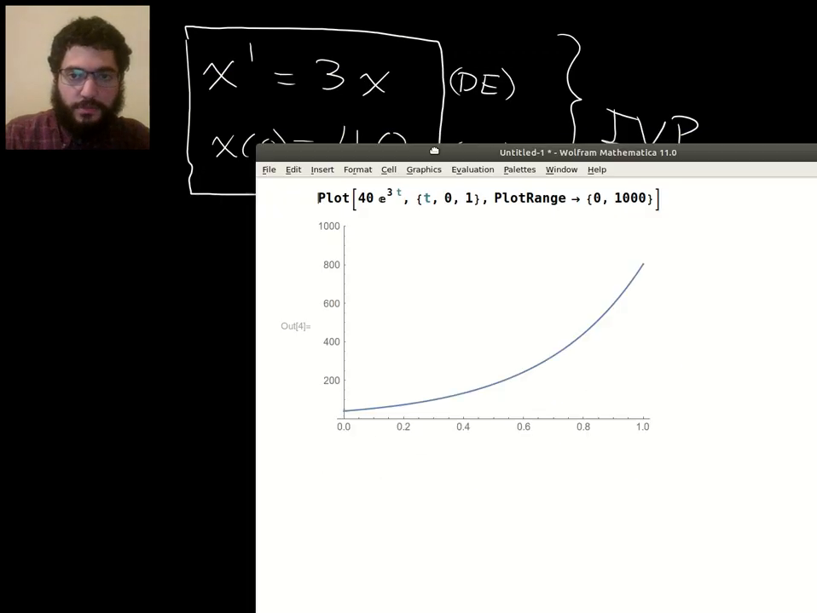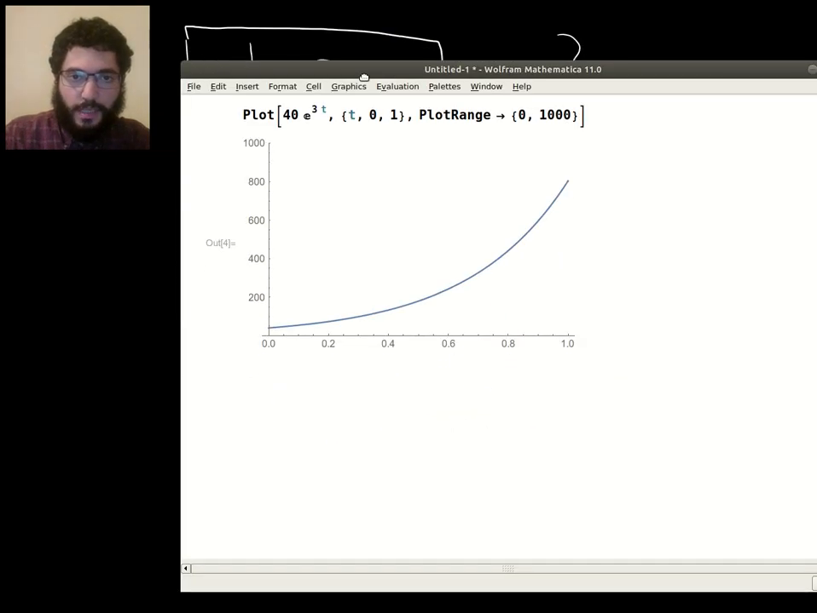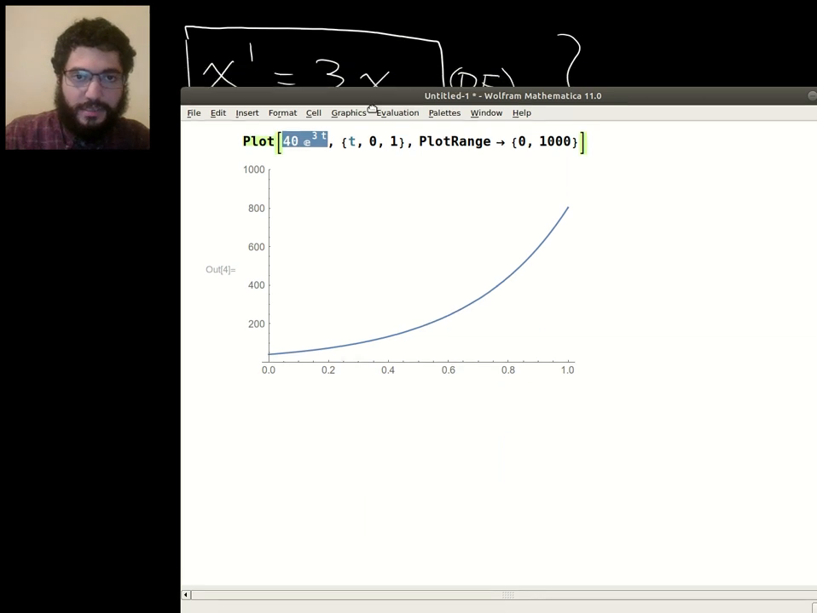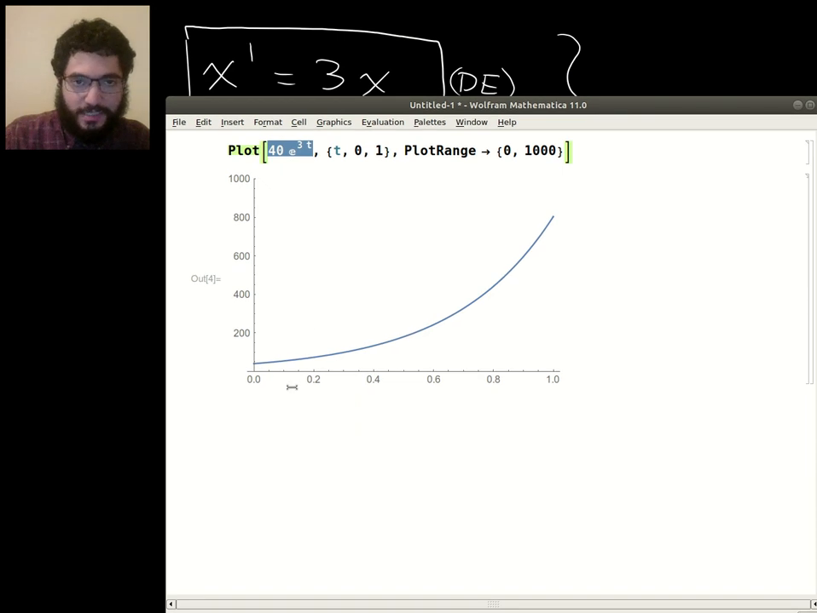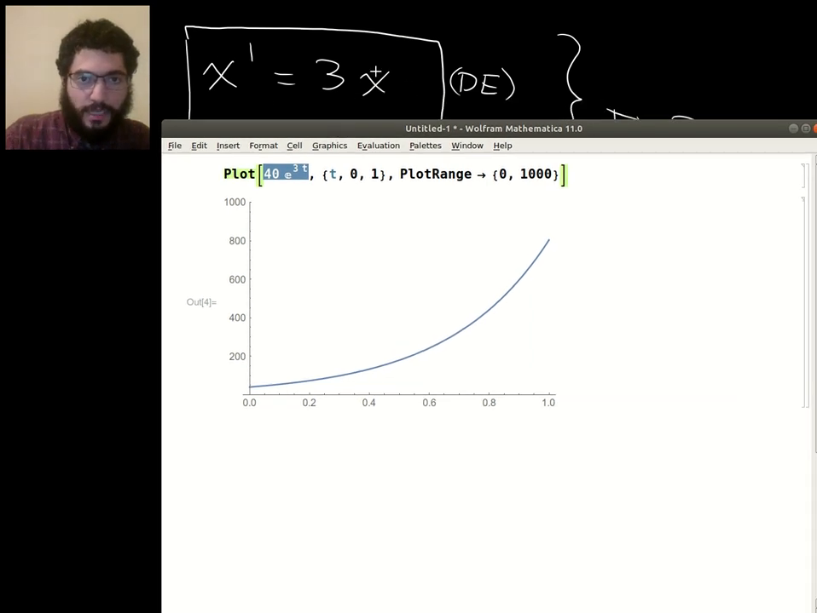Okay, and I also just wanted to show you a plot of the solution we came up with. So it was 40e to the 3t. That was a solution to the initial value problem up here. And you can see this exponential growth starts at 40, so the initial condition sort of pinned down our solution curve here. And what you're seeing is time on the horizontal axis and x, the number of infections, on the vertical axis. And the curve represents the number of infections evolving in time according to the differential equation, x prime equals 3x.